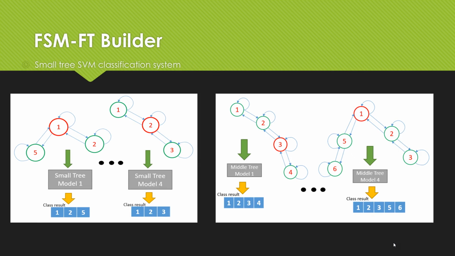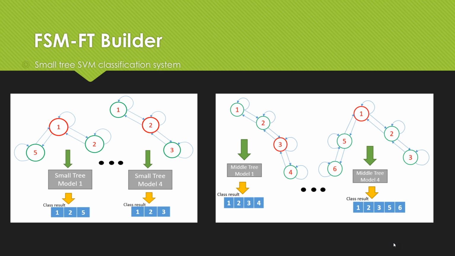For the small tree SVM classification system, the small tree is restricted by the finite state machine transition system. For example, if the current state is state 1, then we can only jump to the neighbor states, like 5, 2, or 1 itself. This one is our system, using one neighbor as a restricted system.